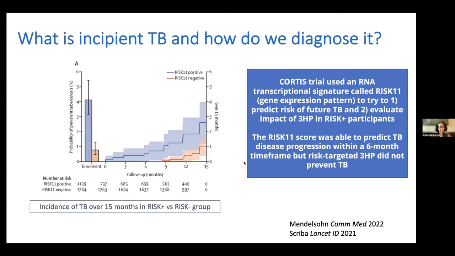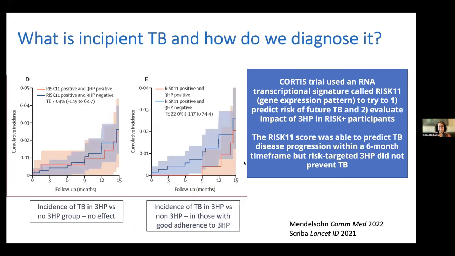If we go back, they had 1,100 Risk11 positive people, and they had 1,700 Risk11 negative. In those 1,100 people, I think they had fewer than, I can't remember, about 11 cases of incident TB over 15 months, and there was no effect of 3HP. So giving people 3HP did not alter the risk of incident TB developing. That's what the D graph shows us. So the two groups are completely overlapping.